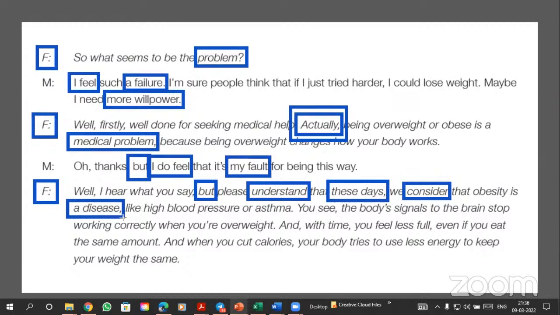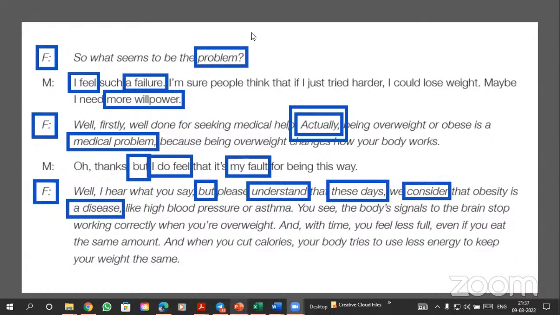That's it. So you cannot, even if you try, you cannot do anything. That is what she is telling. Even if you have more willpower, you cannot do anything. That's it. So you have a wrong idea. So I'm correcting it. Actually, that is not right. You have to read between the lines to understand the point.